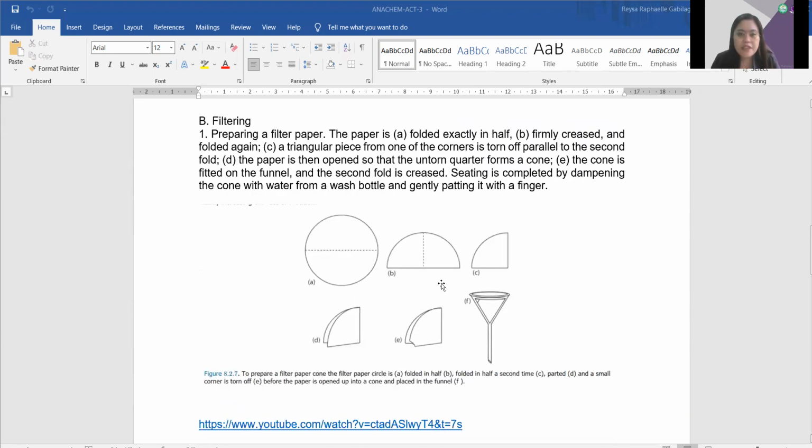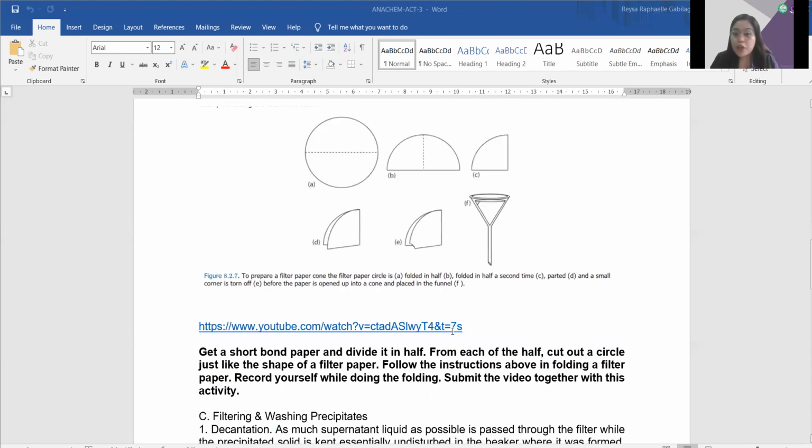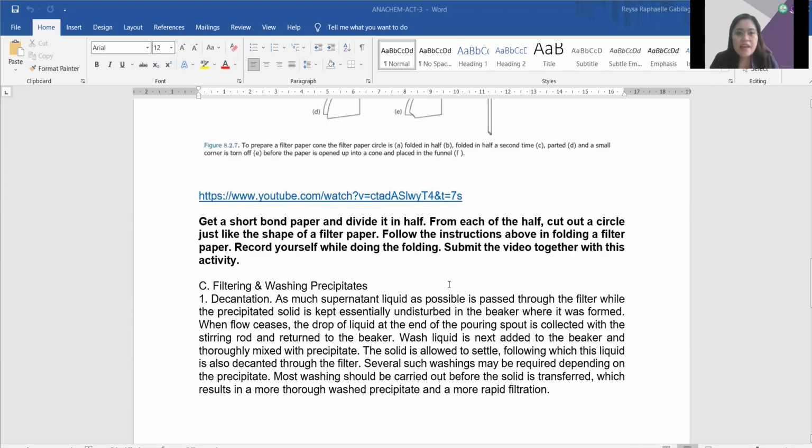And then we have here filtering using a filter paper, wherein the procedure for folding the filter paper and placing it in a funnel is being included. You also have to be familiar with that sa folding mismo. Or you can watch the provided video. I have given you the link in the worksheet. And please take note of the instruction.